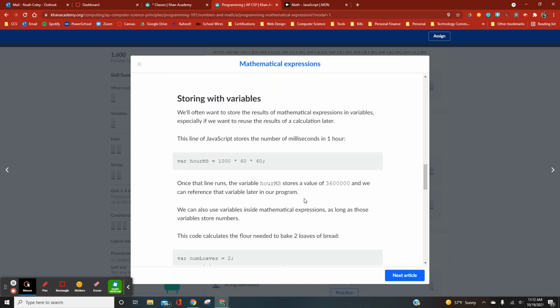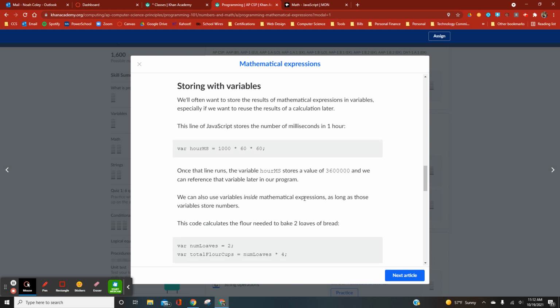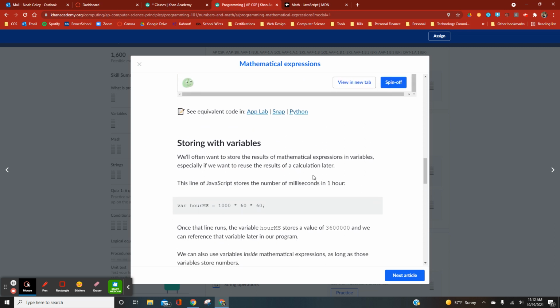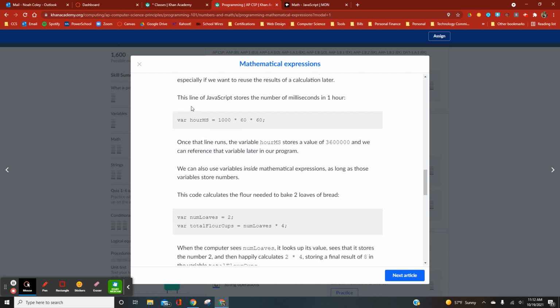Okay. And now we're going to move down to storing with variables. We'll often want to store the results of mathematical expressions in variables, especially if we want to reuse the results of a calculation later. This line of JavaScript stores the number of milliseconds in an hour.